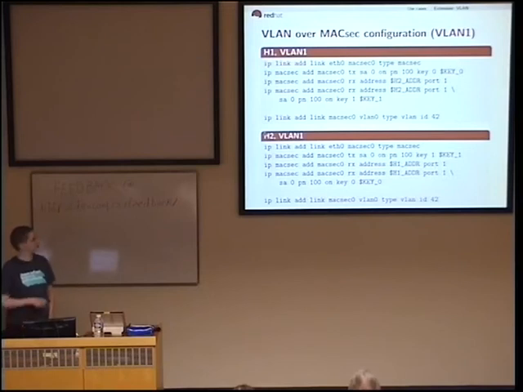You first create your MACsec device over eth0. You configure it like you did before, and then you create your VLAN device over MACsec. And if you have a second one, then you create a new VLAN. That's the two peers for VLAN one. And then you create your second VLAN. So now you create a new secure channel on your host with a new port number. And then on top of that MACsec device, you create your VLAN.